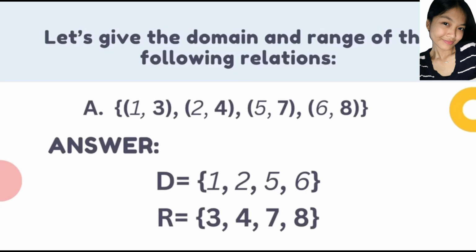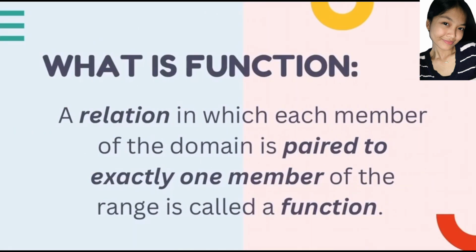So now that we have tackled the relation, let's move on to functions. What is function? A relation in which each member of the domain is paired to exactly one member of the range is called a function. Ang relation daw ay isang function if no two ordered pairs have the same x value but different y values. Okay? So, ibig sabihin, kung ano yung input natin, dapat isa lang yung output niya. Pagka ang output magkaiba, ang ibig sabihin is yung relation natin ay hindi na function.